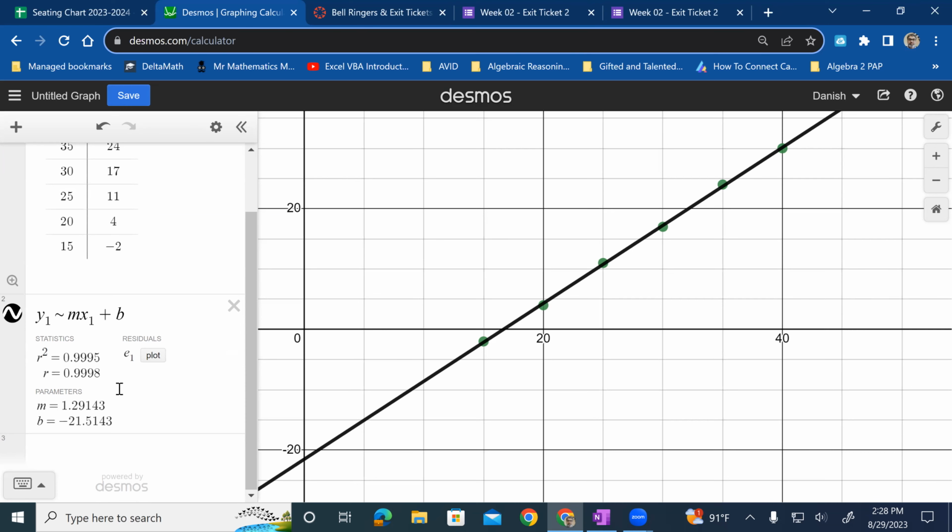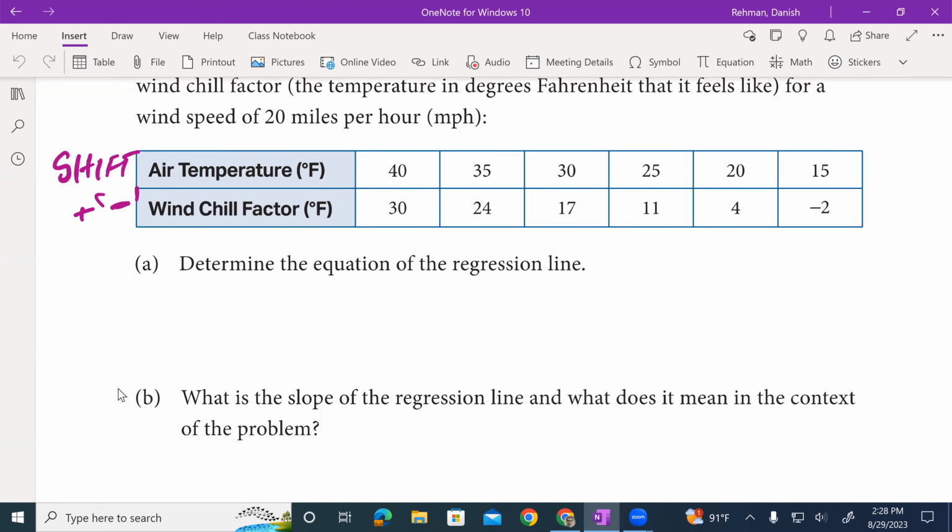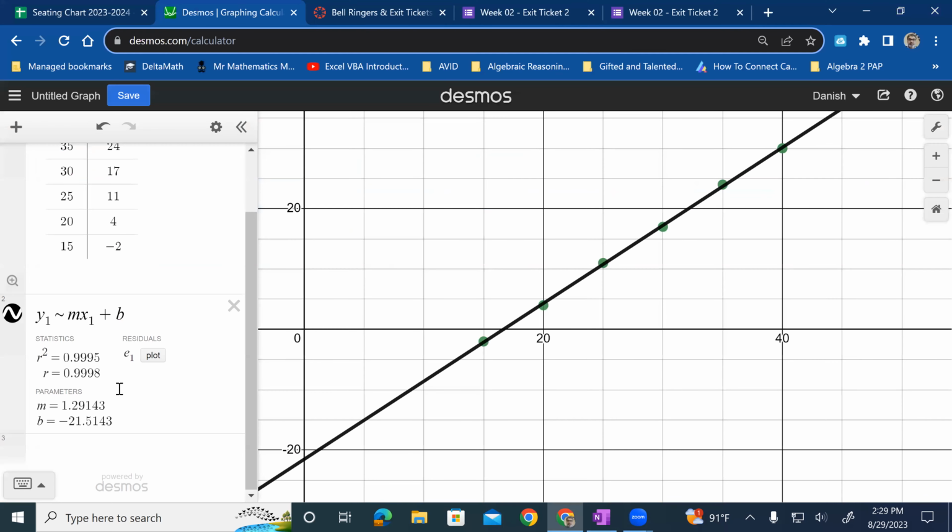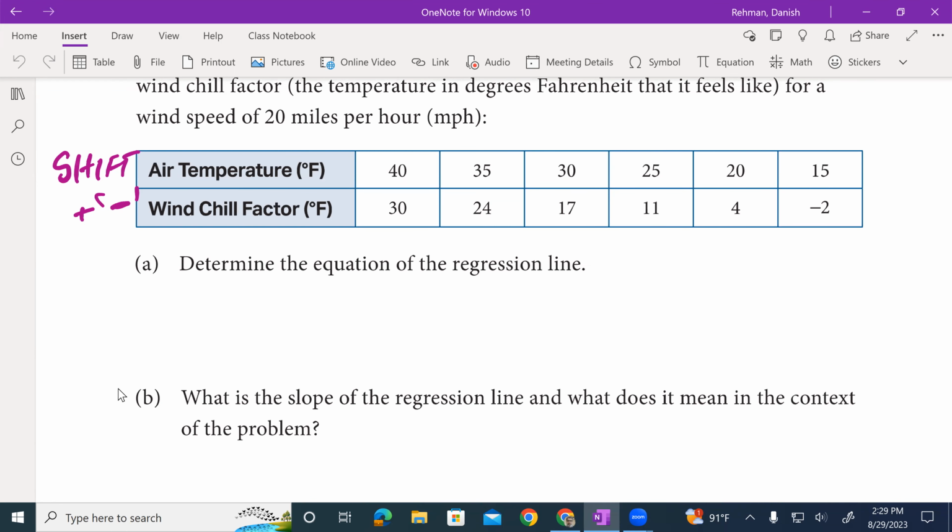So let's bring in the same information over here. It's saying as a first part, determine the equation of the regression line. So what is the regression line? Y equals, what was the equation? 1.29143 minus 21.5143.